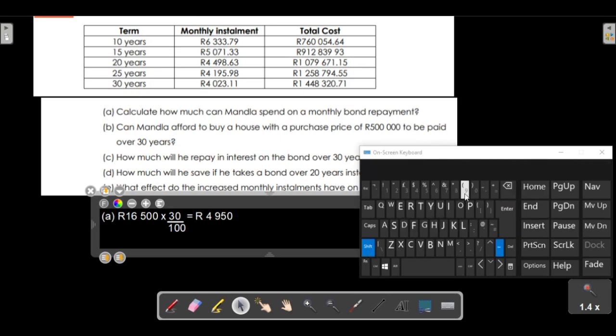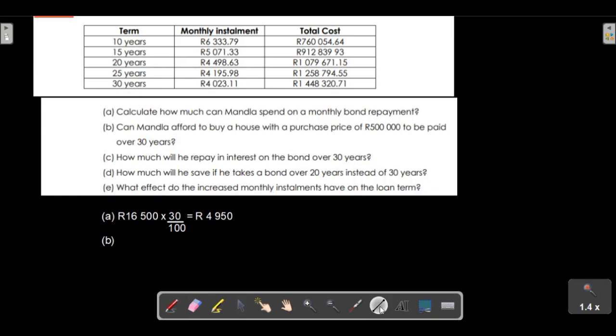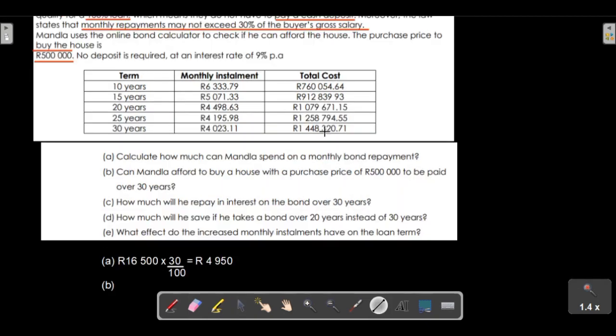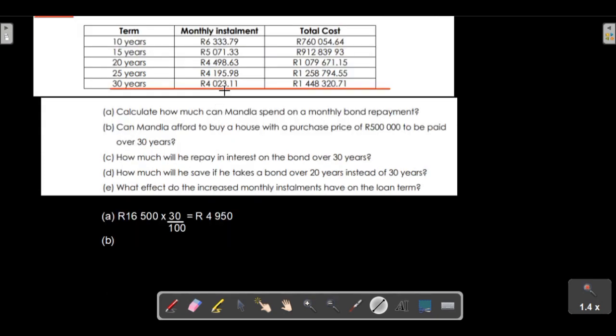Right, so let's move on and look at B. B says, can Mandla afford to buy a house with the purchase price of 500,000 to be paid over 30 years? Over 30 years, the monthly installment is 4,023 rands, and this is below what Mandla can pay. So that means that he can definitely afford that.